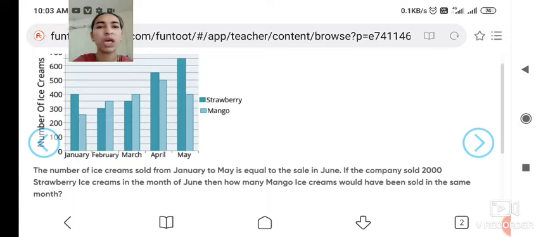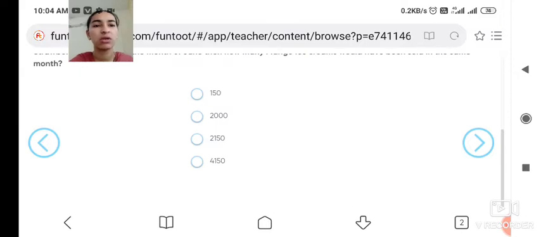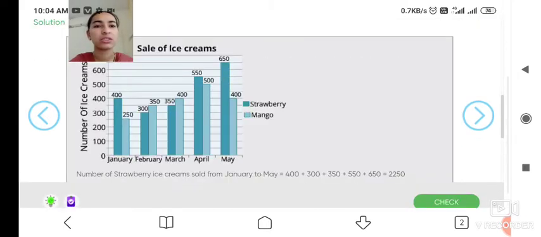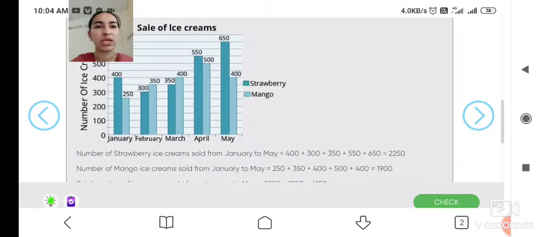The number of ice creams sold from January to May is equal to the sale in June. If the company sold 2000 strawberry ice creams in the month of June, then how many mango ice creams would have been sold in the same month? We have to find the answer to this question. The options are already given. Let's take the answer. You can see this is a bar graph for strawberry and mango.